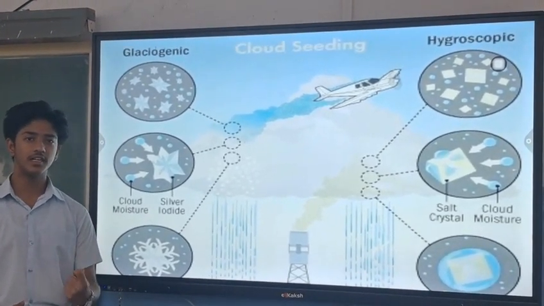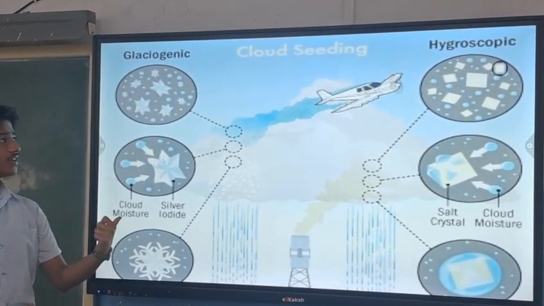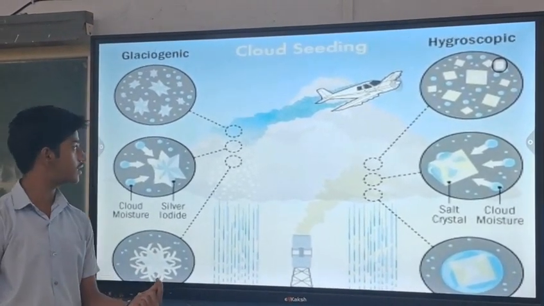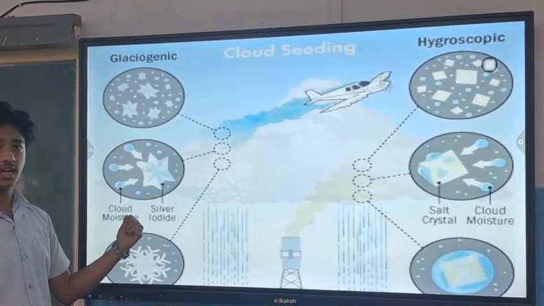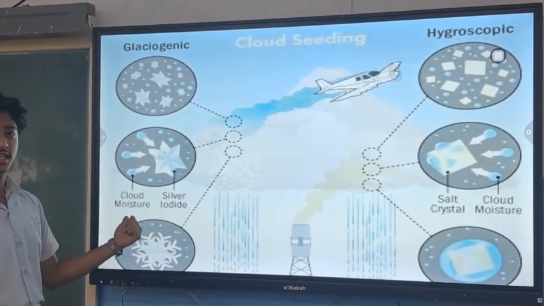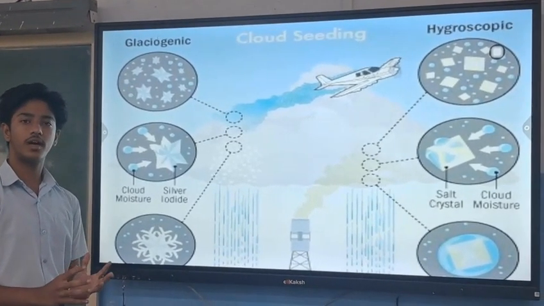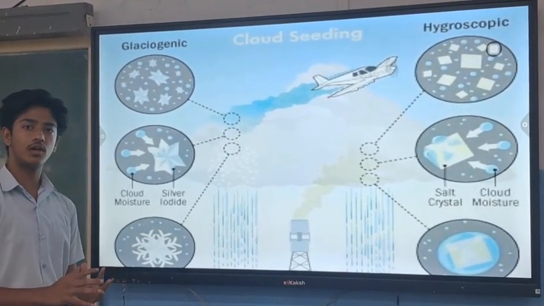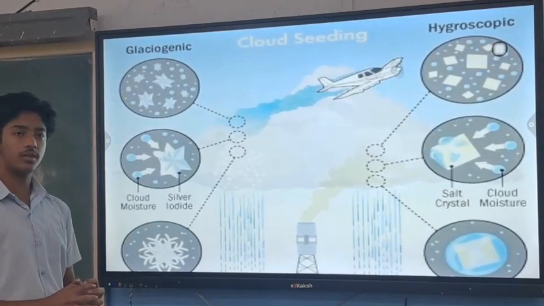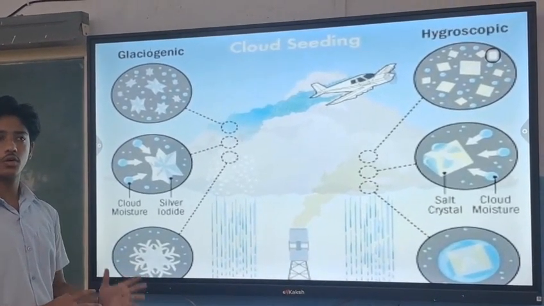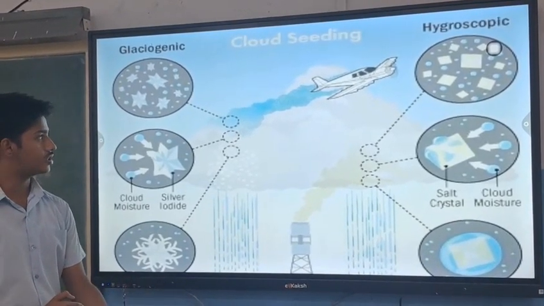So after knowing what is cloud seeding and what process is performed, now we will have a look at different ways in which cloud seeding takes place. So as we can see here, there are mainly two ways in which cloud seeding takes place. The first way is glaciogenic cloud seeding. In this process, silver iodide particles are added to the cool clouds and it attracts water moisture, and then they form icy crystals which then grow and fall in the form of precipitation.